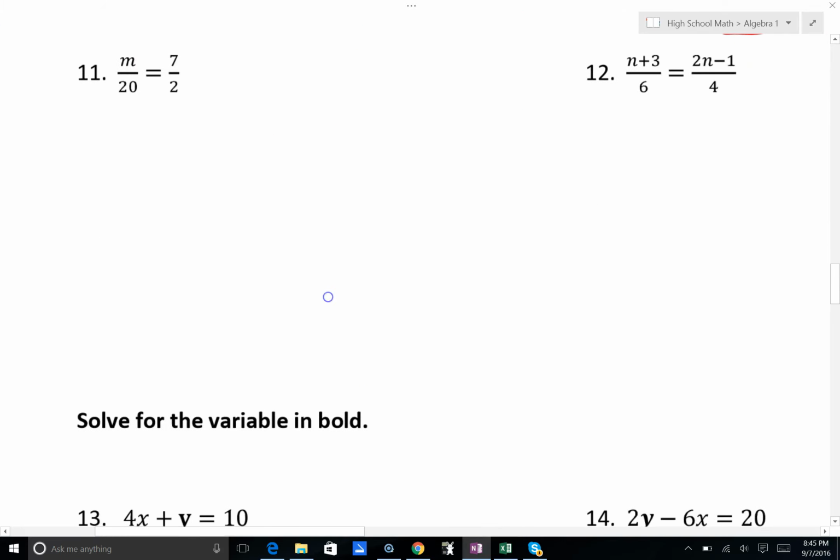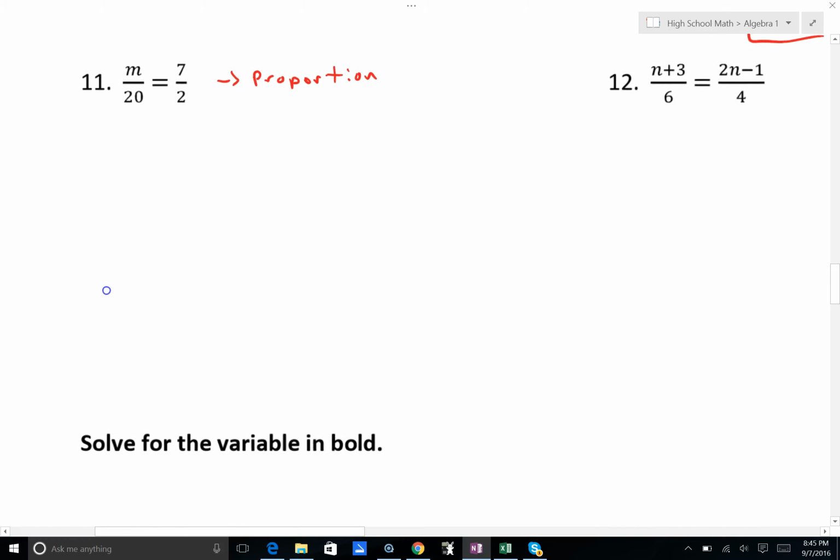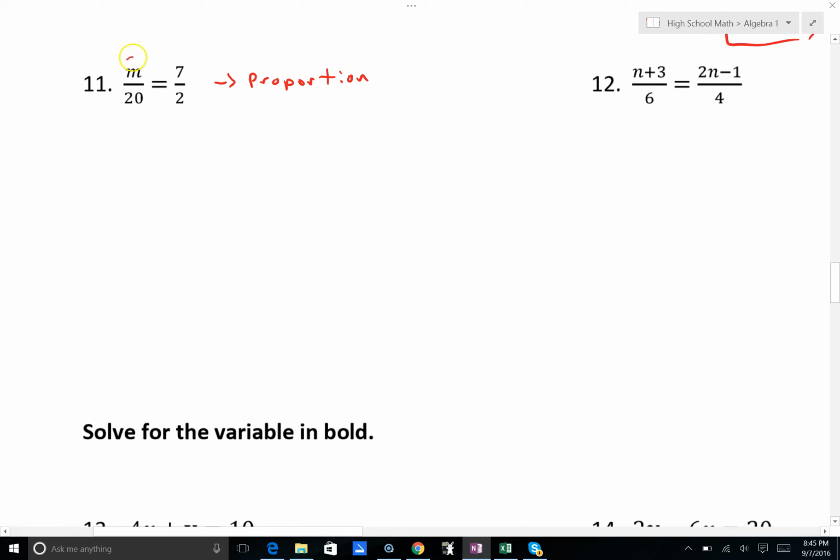Number 11. Here we have a fraction equaling a fraction. This is referred to as a proportion, an equation where we have two fractions set equal to each other. One very easy method for solving a proportion is cross multiplying. We'll take 2 times m, and that simply yields 2m. 20 times 7, that is equal to 140.